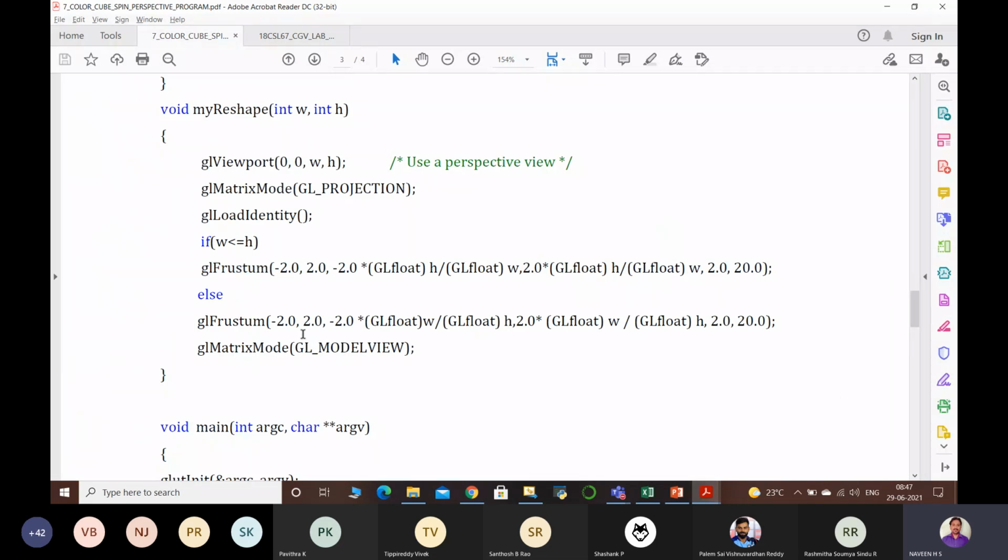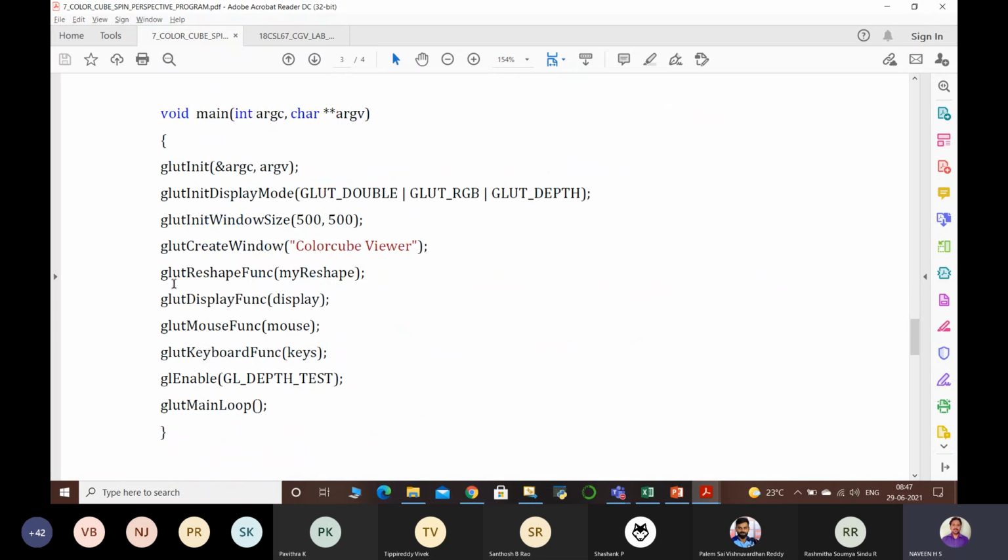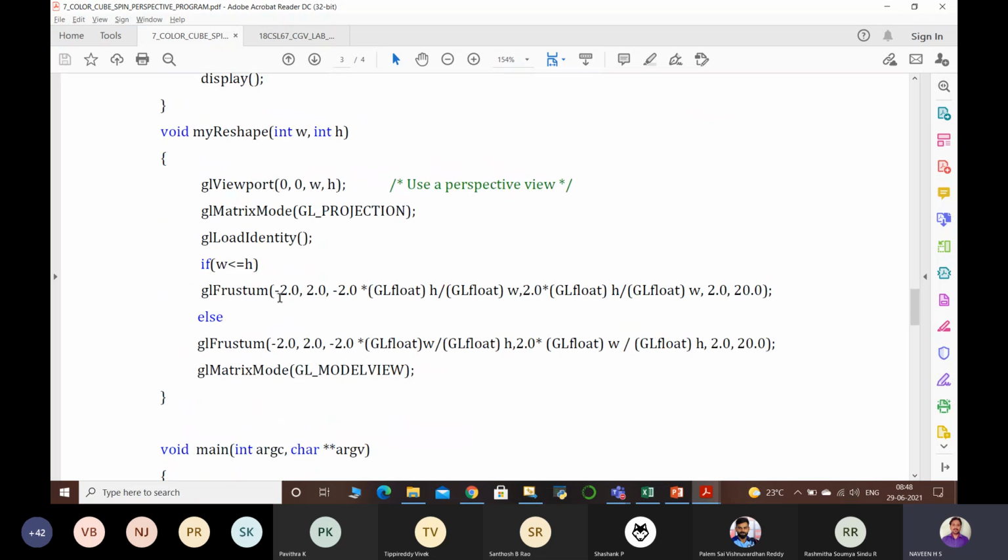The same thing we have considered here. This is x min, x max, like that. Those values, along with the width and height, whatever we are passing, that is 500, 500. So we are going to calculate based on that. And your object is going to be reshaped. We are storing all those values in this matrix format. So this is about your myReshape function. So this is over. Now control will come back to the main function. Again, glutDisplayFunc display, so we'll go back to the display function.